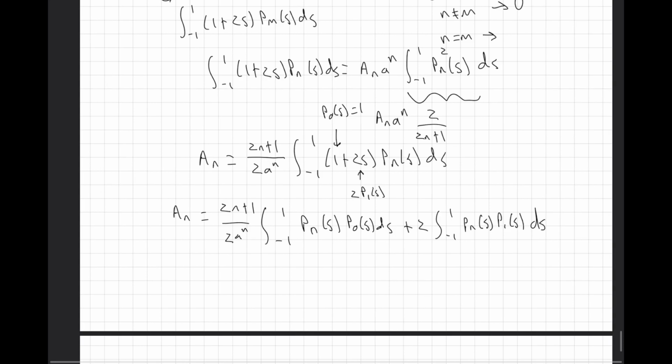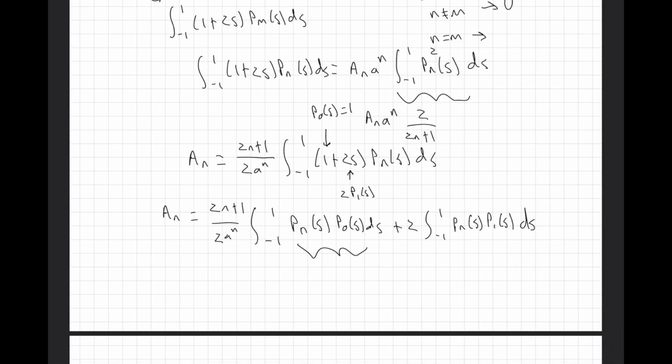So now these two things are orthogonal if n doesn't equal 0, meaning they're 0. And if n doesn't equal 1, these are orthogonal. So we're going to have two coefficients for a sub n. So n can be 0 and n can be 1.